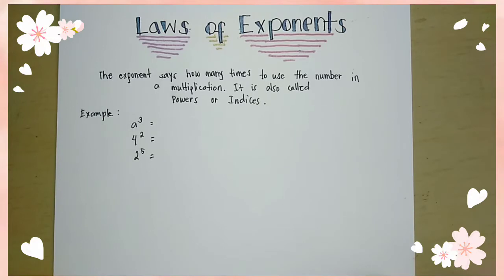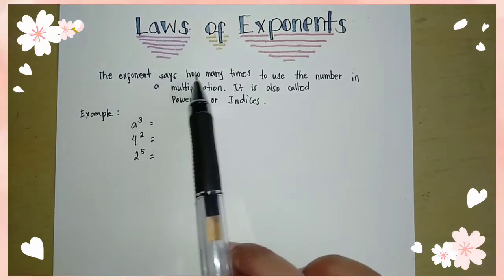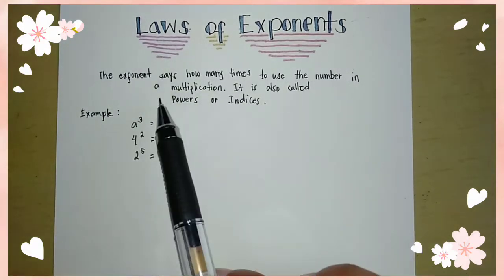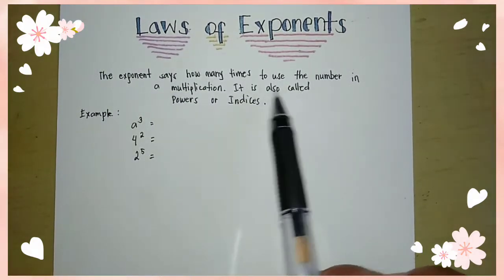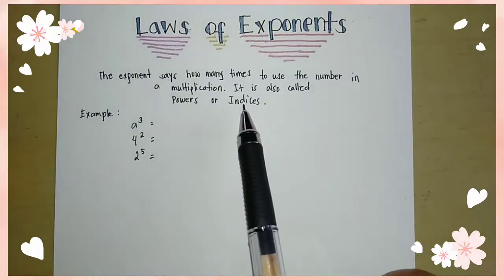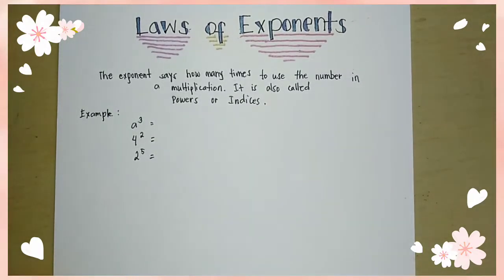So for this video, we're going to discuss all about the laws of exponents. And when we say exponent, it says how many times to use the number in a multiplication. It is also called powers or indices, okay? So kapag sinabi nating exponent, meron niyang part, yung base, and yung exponent. And ang exponent yung magsasabi kung ilang beses nating imumultiply si base sa kanyang sarili.